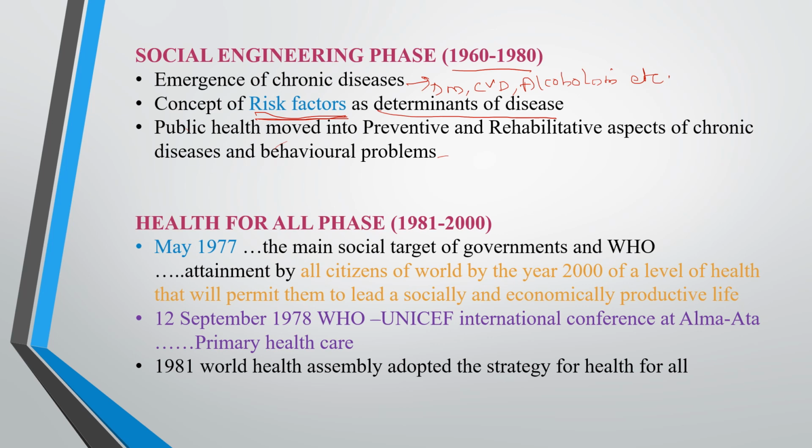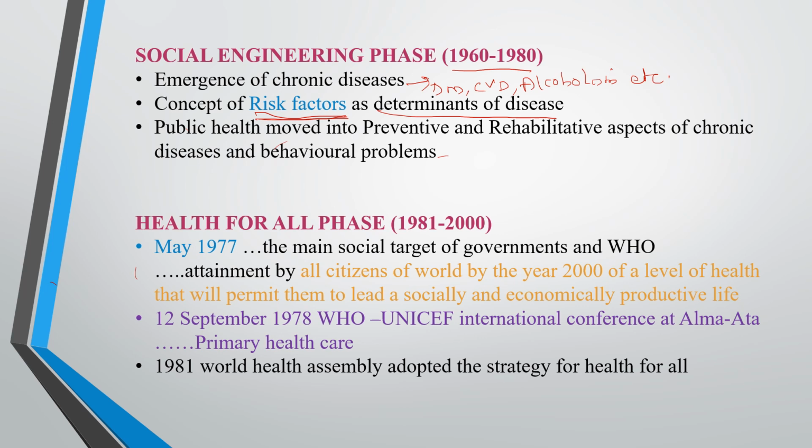The last one is the health for all phase, 1981 to 2000. During the above three phases, that is the disease control phase, health promotional phase, and social engineering phase, 80% of the world's population was neglected. They too have an equal claim to health care, protection from killer diseases of childhood, and primary health care for mothers and children.